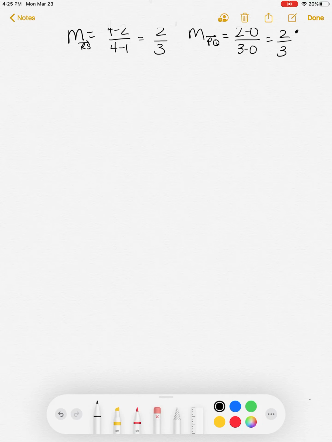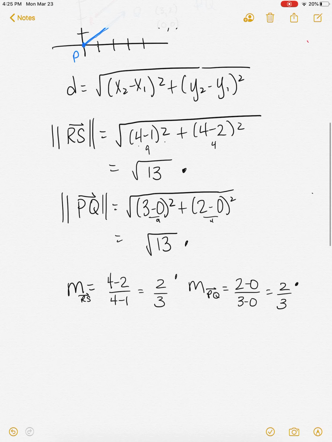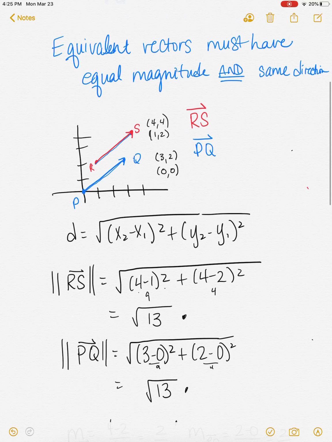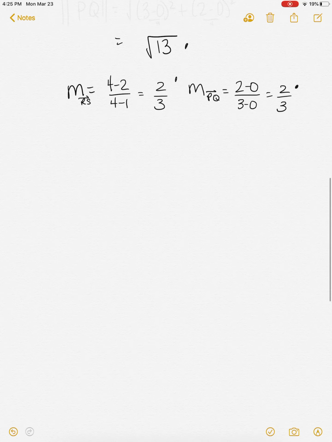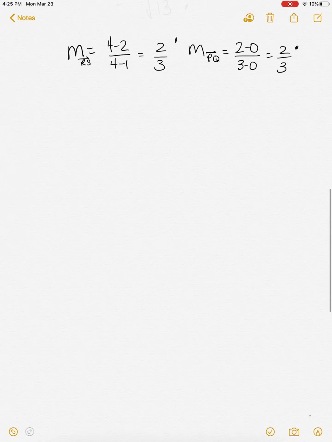Okay, we are continuing on with 10.8. I'm trying to break them up into smaller segments so you can watch them bit by bit if you wish. All right, so we were talking about vectors. We determined whether or not they were equal magnitude and same direction, whether or not the vectors were equivalent.